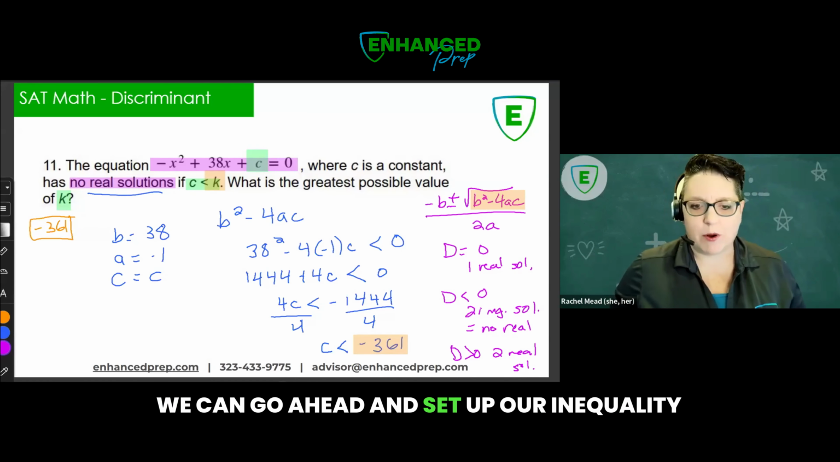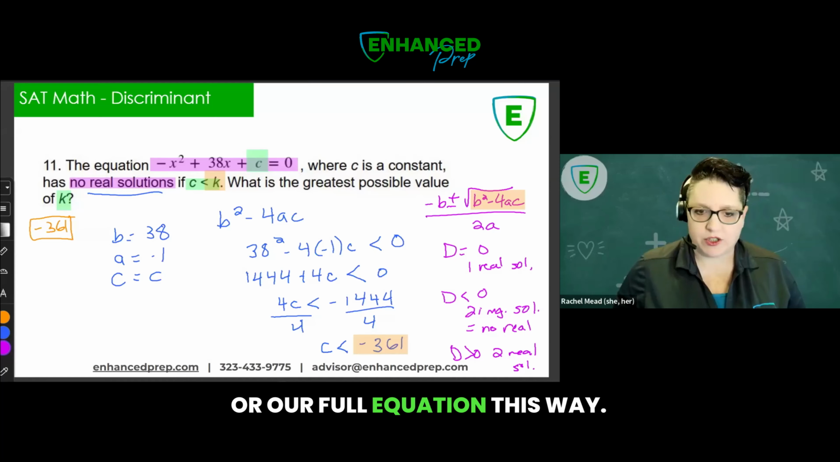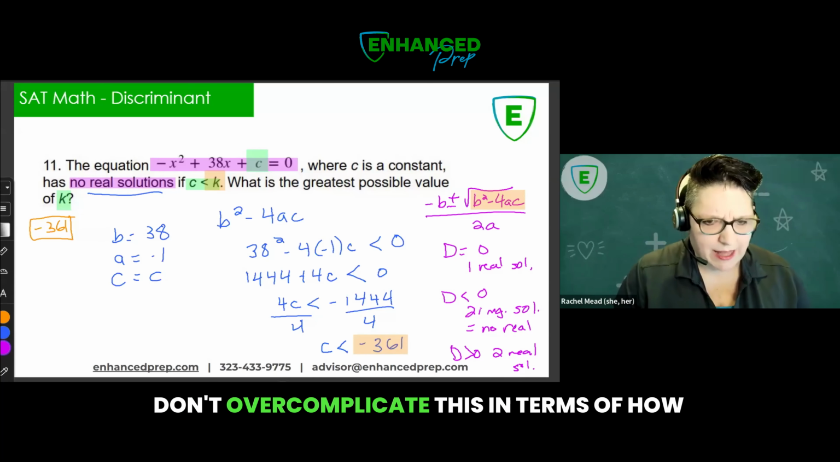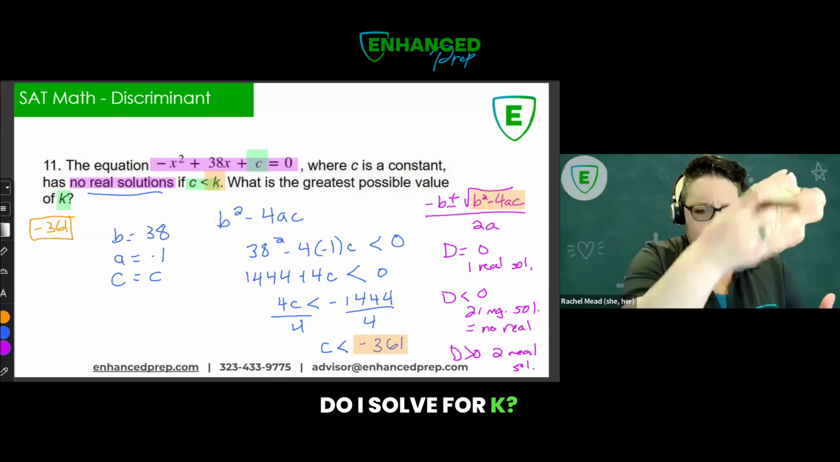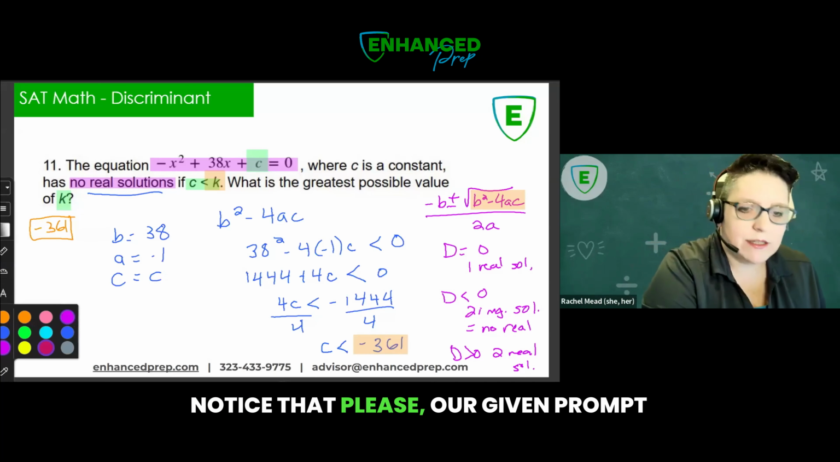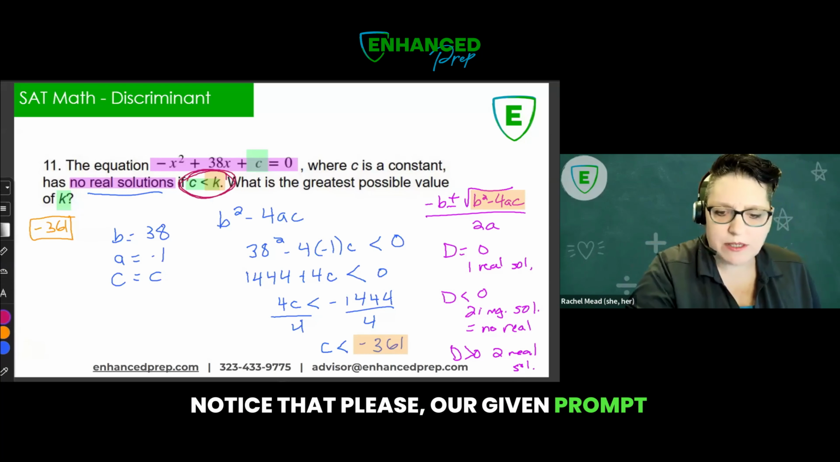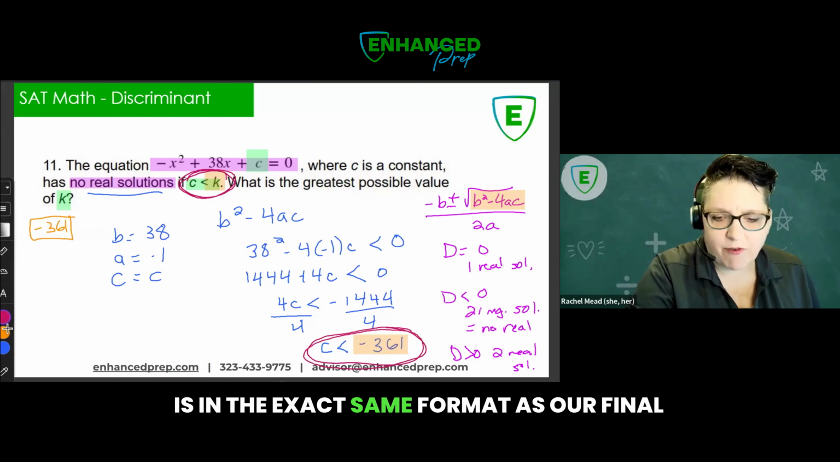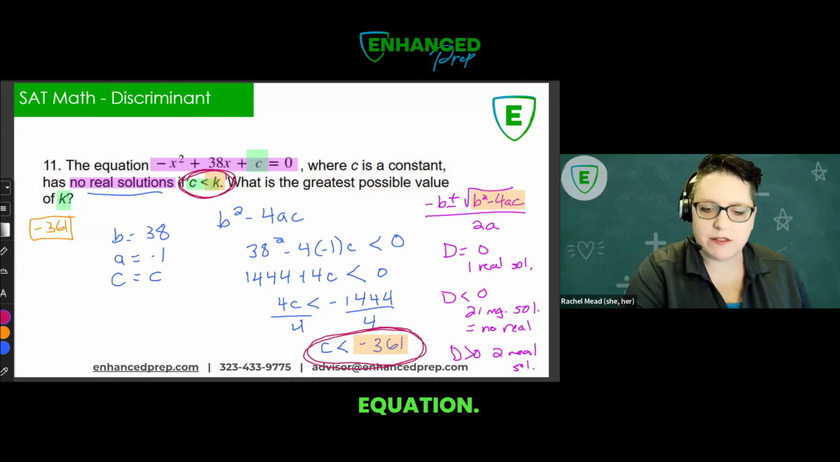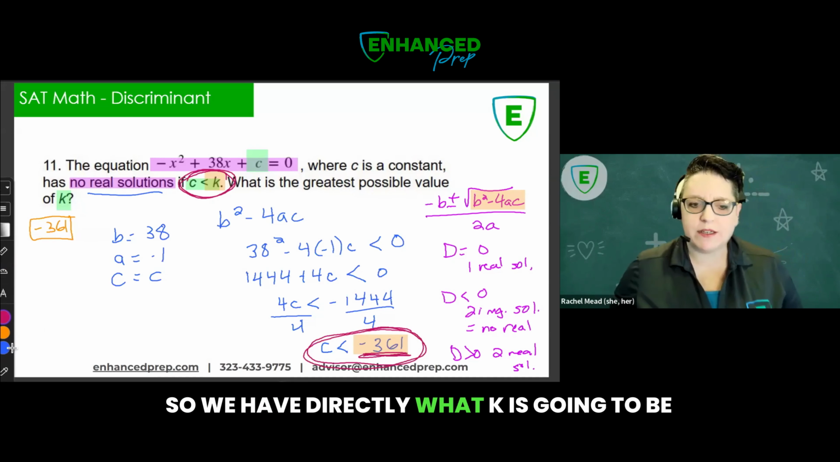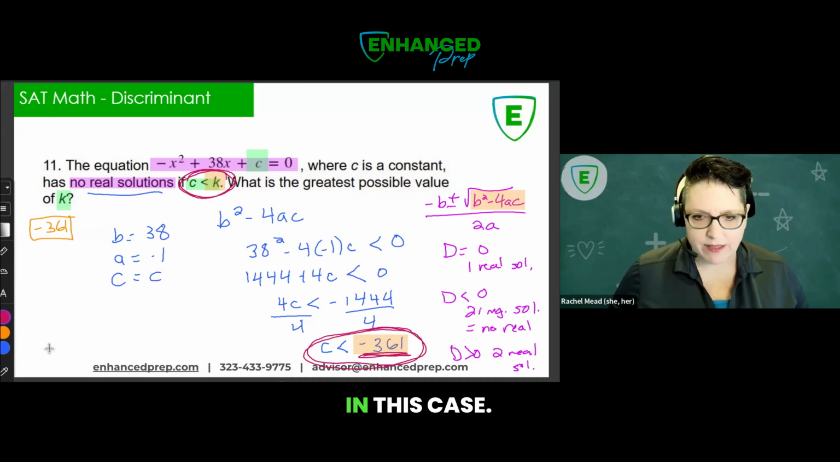We can go ahead and set up our inequality or our full equation this way. Don't overcomplicate this in terms of how do I solve for k. Notice, please, our given prompt is in the exact same format as our final equation. So we have directly what k is going to be in this case.